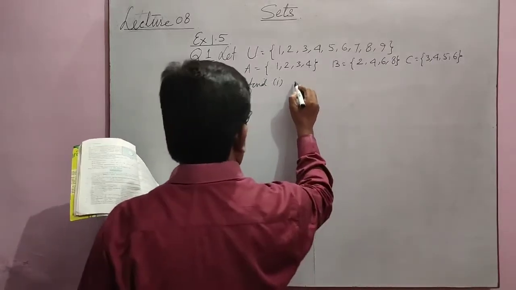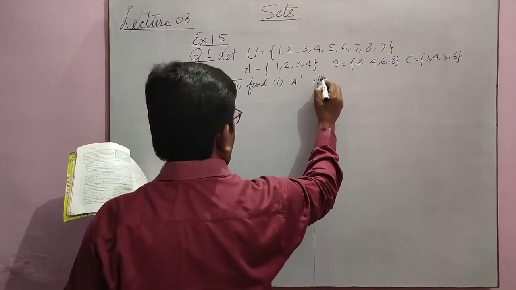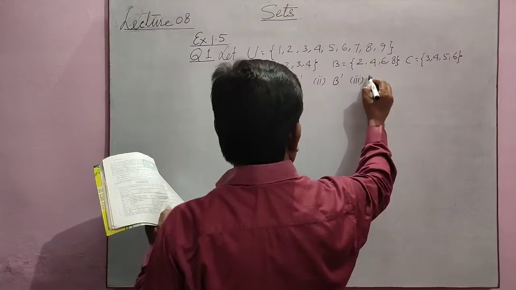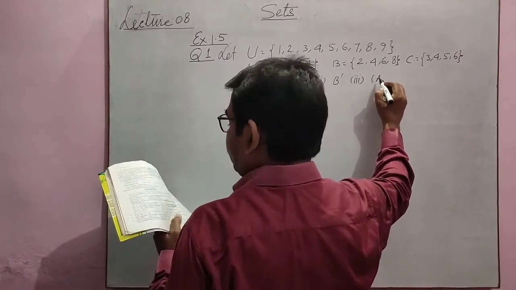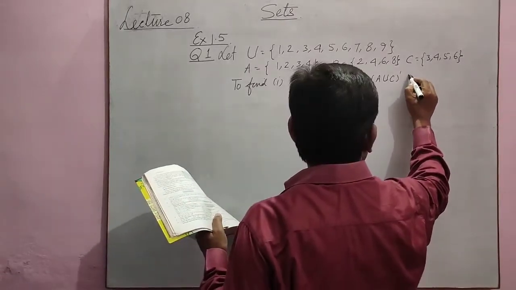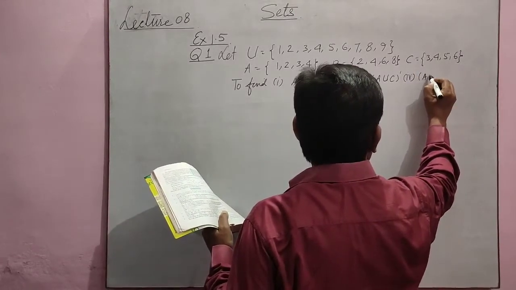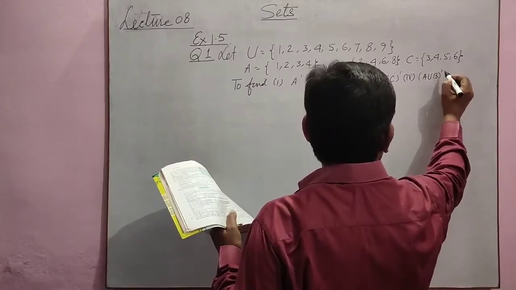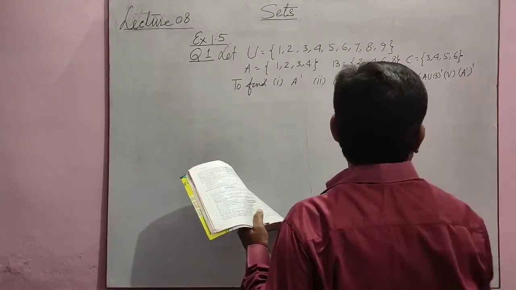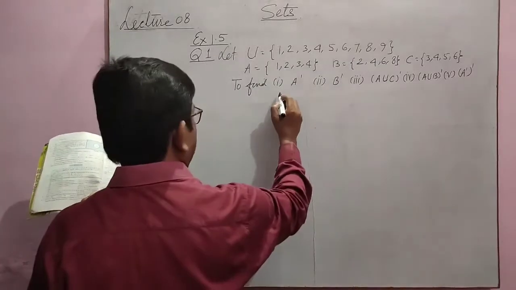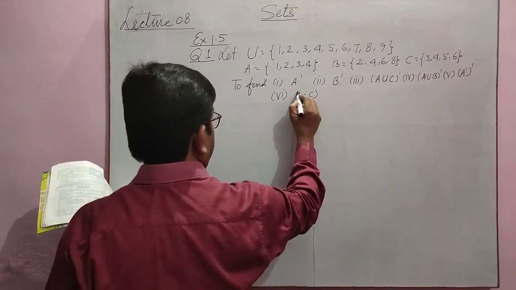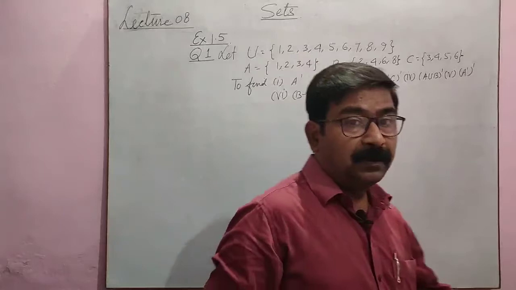And we have to find, first part, the complement of A; second part, the complement of B; third part, A union C and its complement; fourth part, A union B and its complement; and fifth part, the complement of the complement of A. One more part is given: sixth part, B minus C and its complement. So all these parts are very simple.